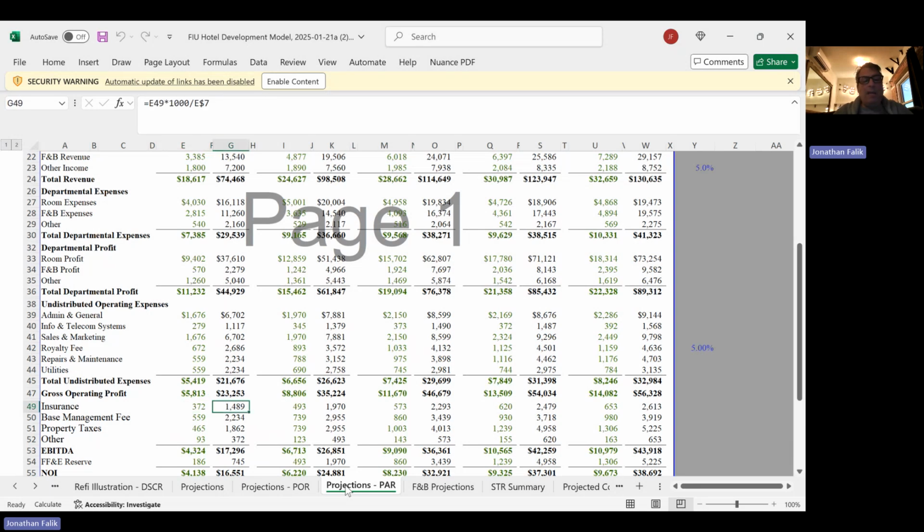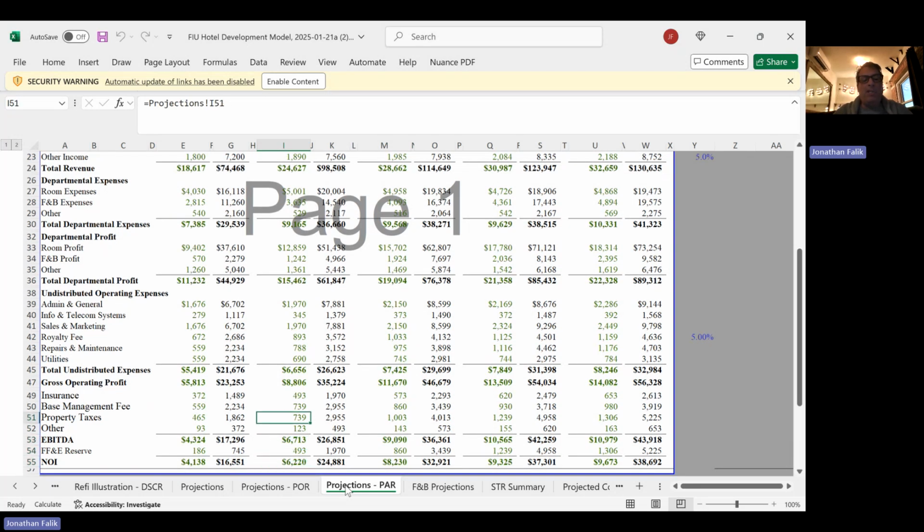Okay, so again, the most important PAR, per available room, statistics are insurance and property taxes. We like to look at all of these to see if any unusual patterns pop out. But again, this is going to be most useful for insurance and property taxes. Okay.